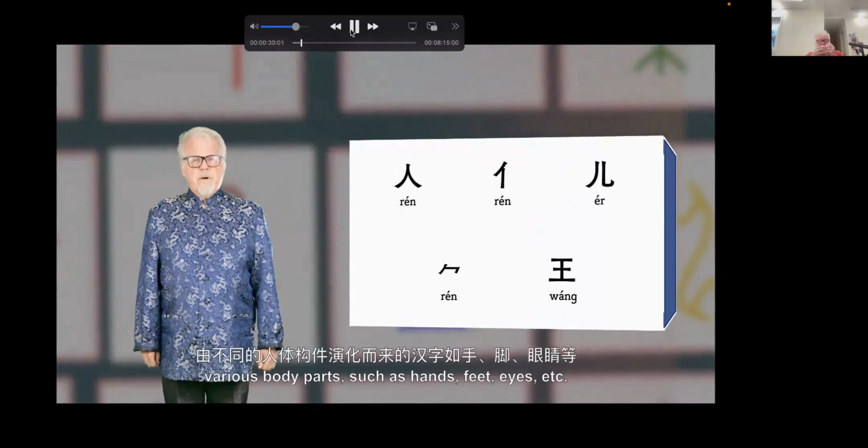The actual character comes from a modification of da, a person standing on the ground, indicating a big or important man. In fact, in ancient times, the king was considered to be the son of heaven, Tianzi. So you see a man standing on the ground under heaven.